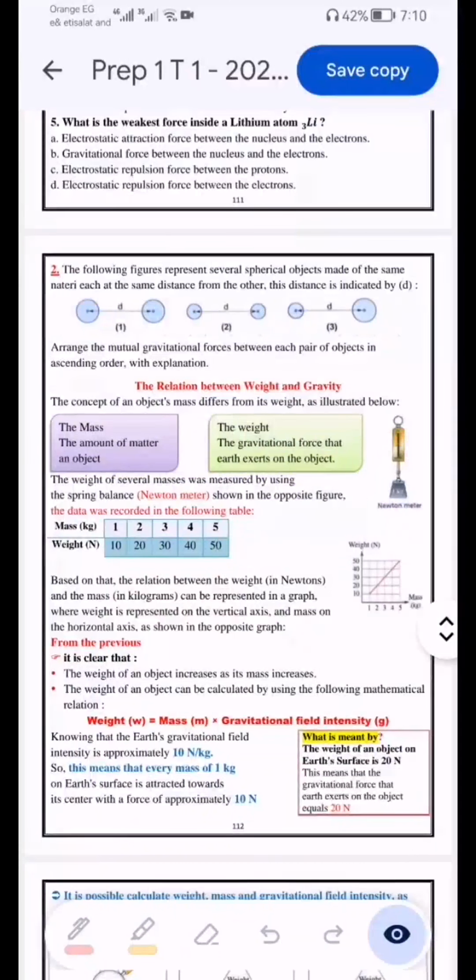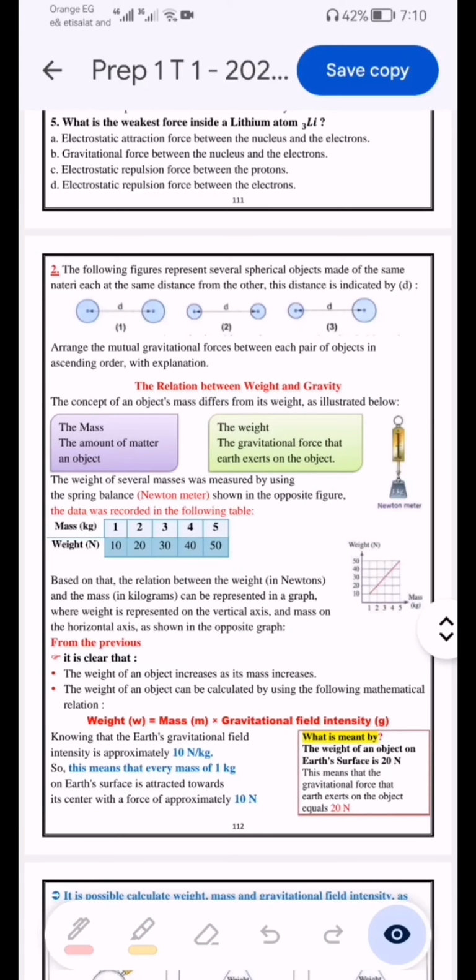Now we will talk about the relation between weight and gravity. But at first, we must know the difference between mass and weight, okay? The mass is the amount of matter of an object. When you stand on the balance or scale, you measure what? You measure the amount of bones, blood, organs, skin, hair inside your body, okay? So we measure the amount of matter of your body.